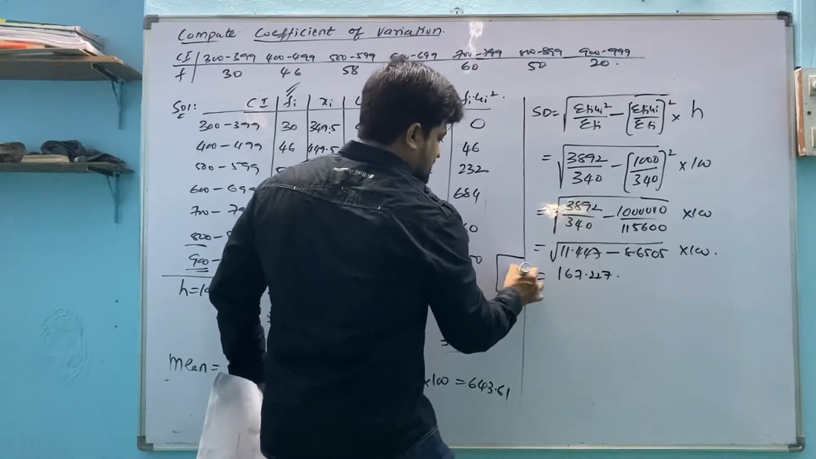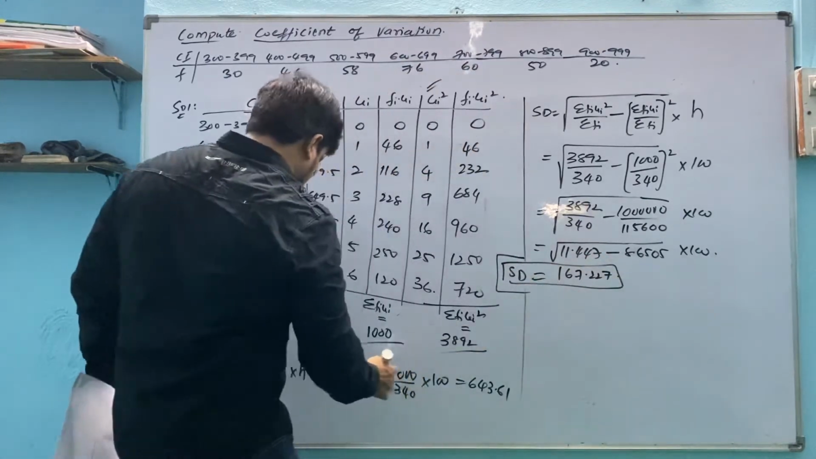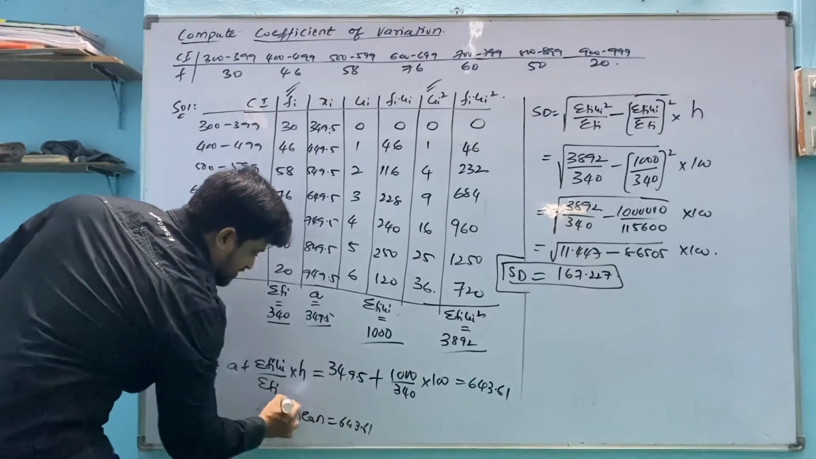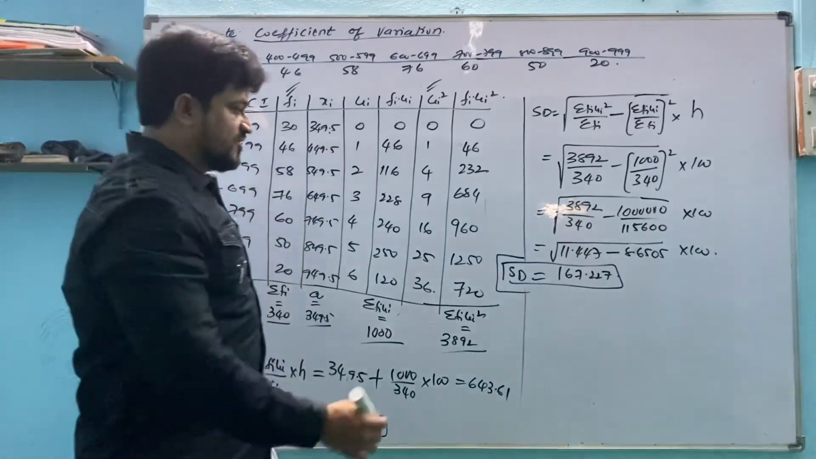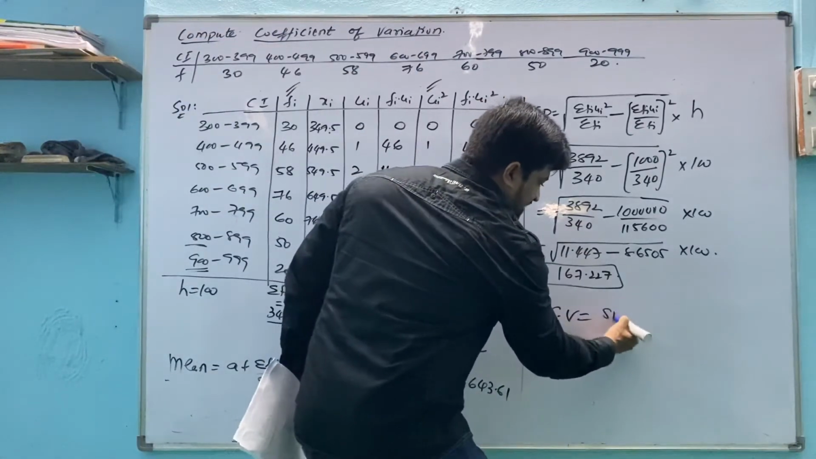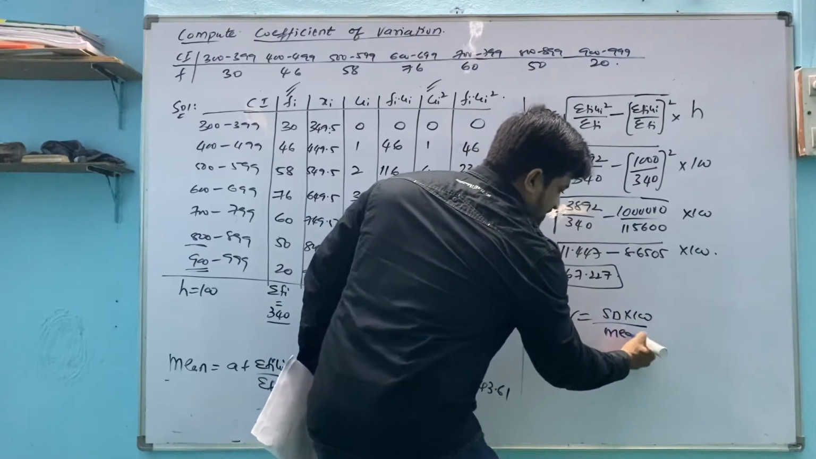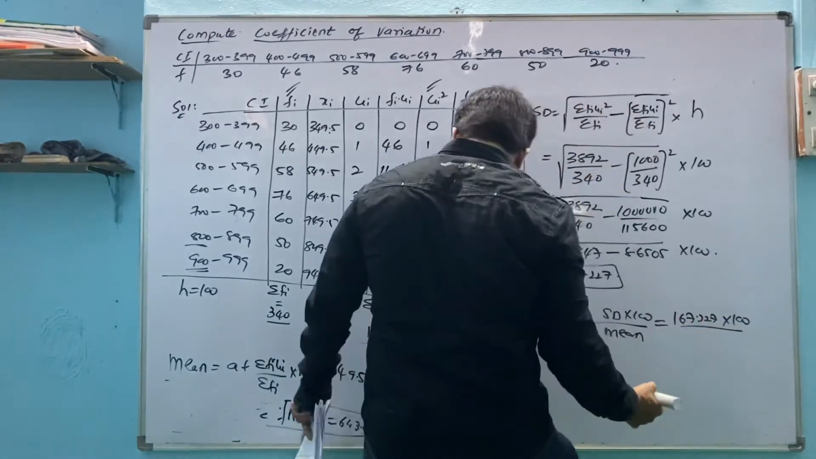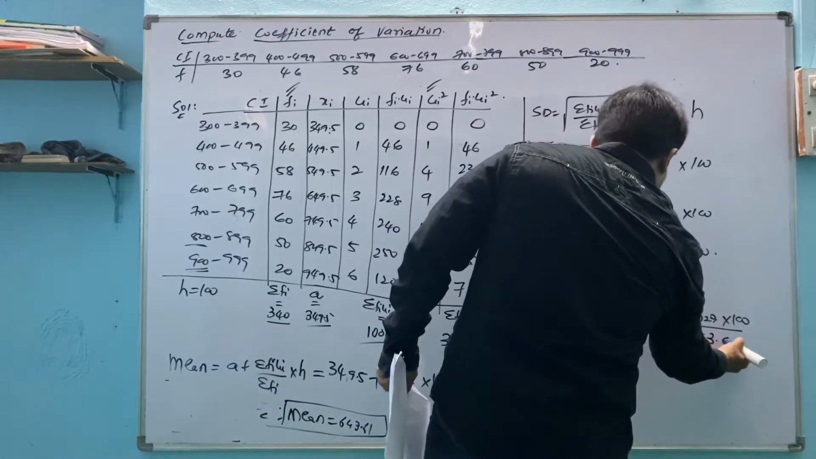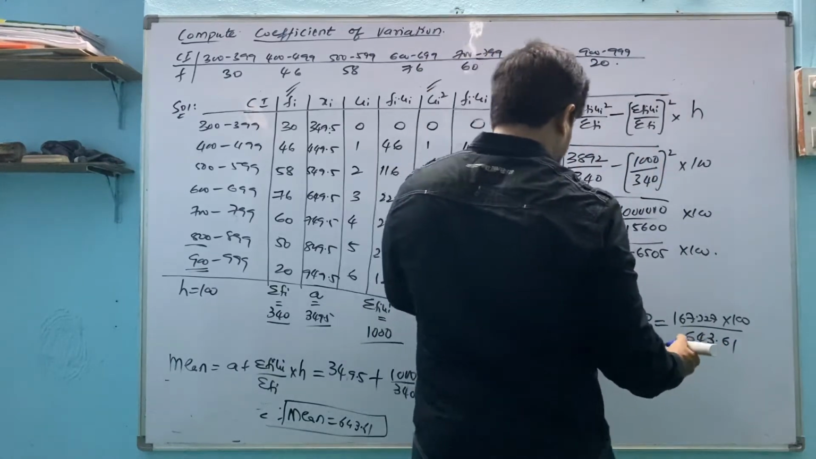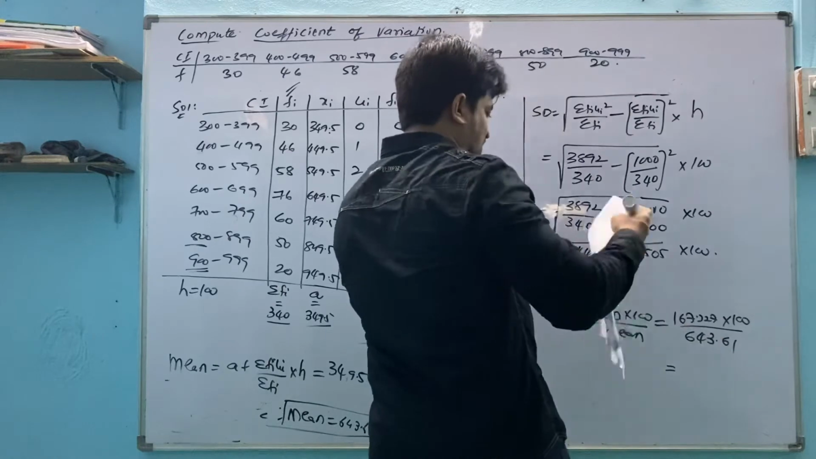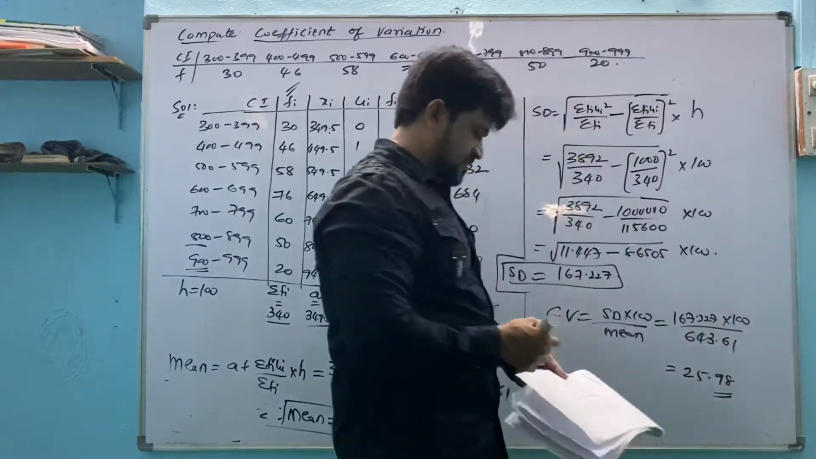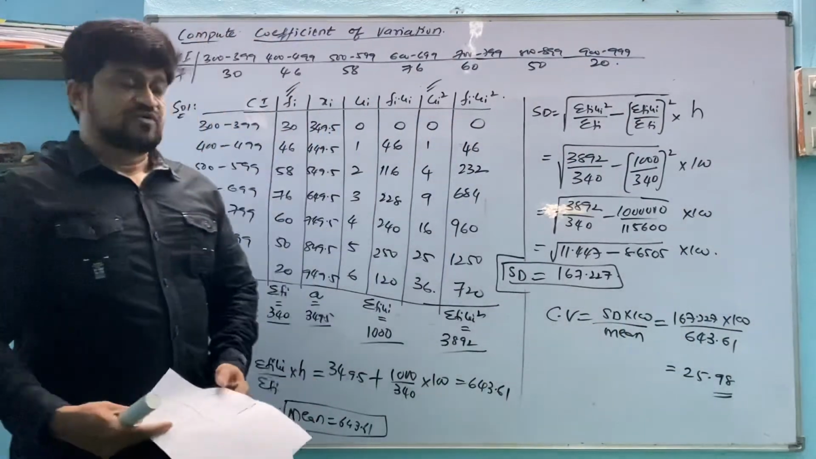Now we have two values: one is standard deviation and the other is mean. What is the value of mean we got? 643.61. Once we have these two values, we find coefficient of variance: standard deviation into 100 divided by mean, 643.61. After dividing and multiplying, we get the coefficient of variance, 25.98. So this was your measures of dispersion unit.